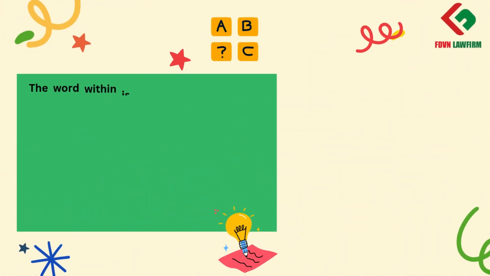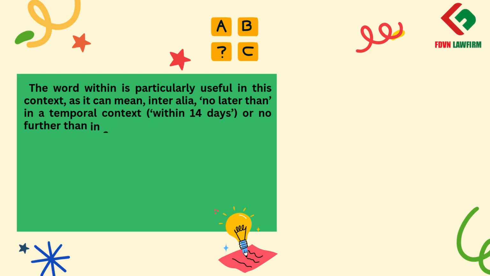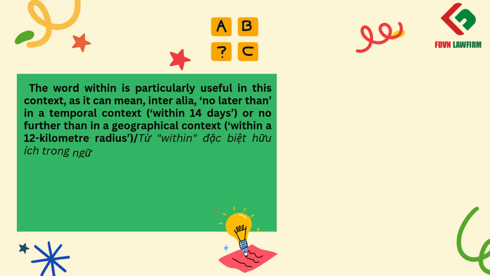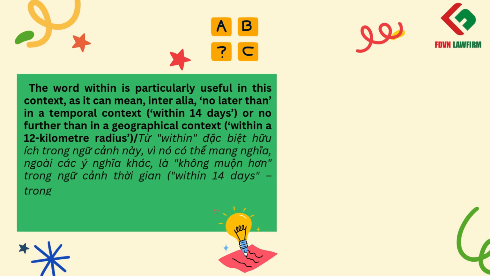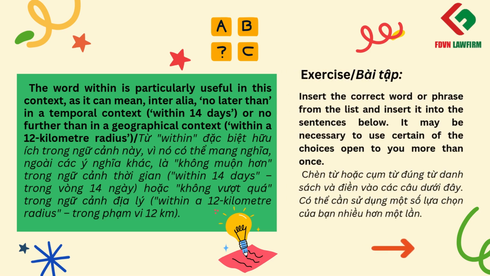The word within is particularly useful in this context, as it can mean, inter alia, no later than in a temporal context, within 14 days, or no further than in a geographical context, within a 12-kilometer radius. Here is some exercise. I need you to insert the correct word or phrase from the list into the sentences below. It may be necessary to use certain of the choices open to you more than once.